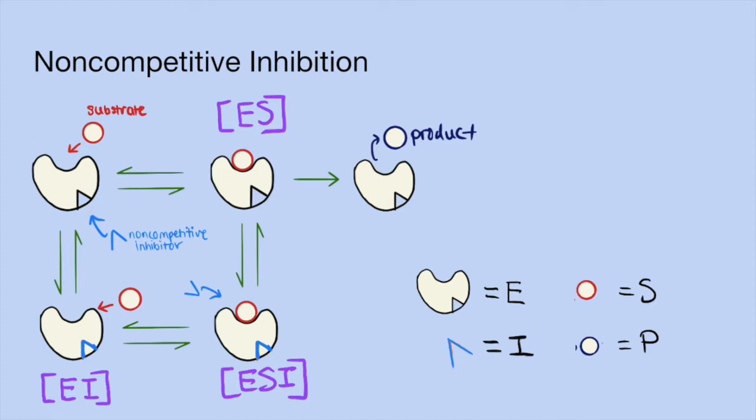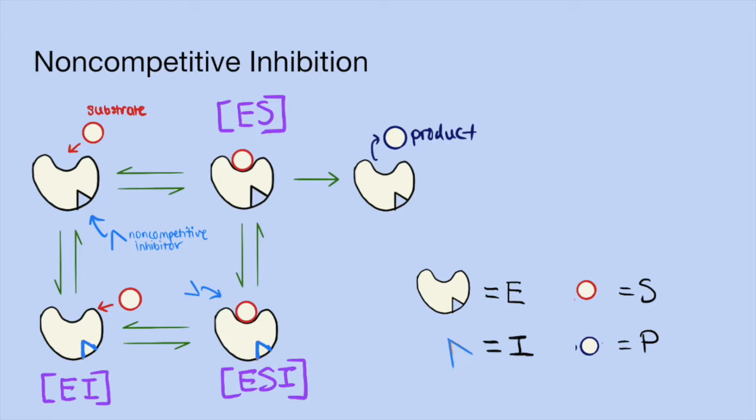As you can see in the image, we've shown where each stage has the EI, the ES, or the ESI complex. If the enzyme and the inhibitor first bind in the reaction, then the EI complex is formed. The S can further bind to this complex, creating an ESI complex. This ultimately leads to no product formation unless the inhibitor is released and the ES complex is formed.